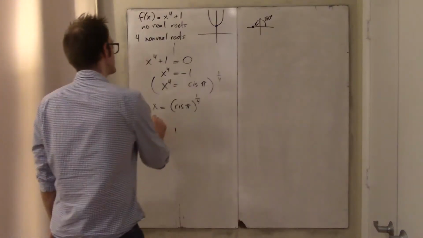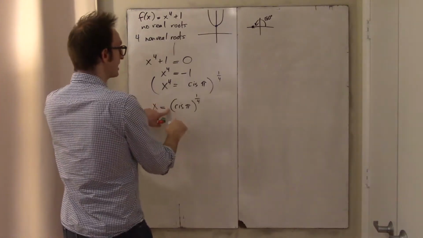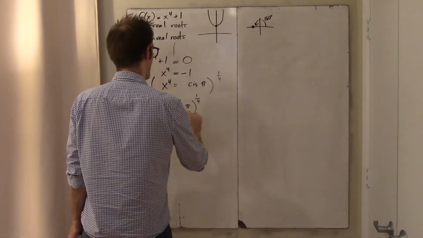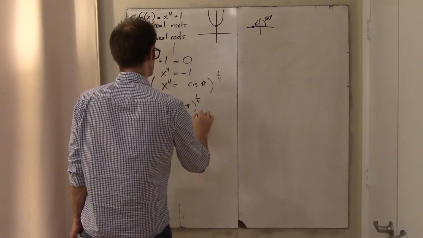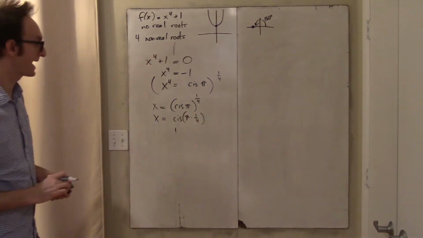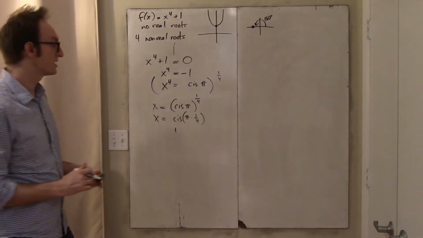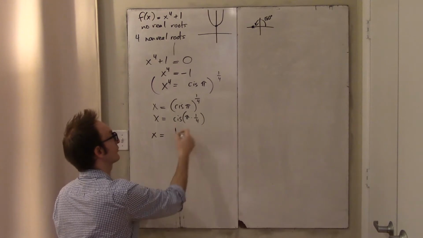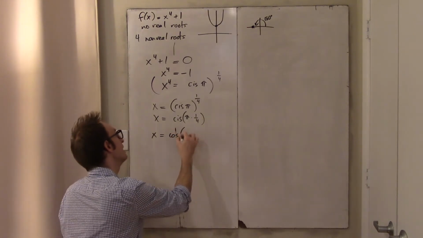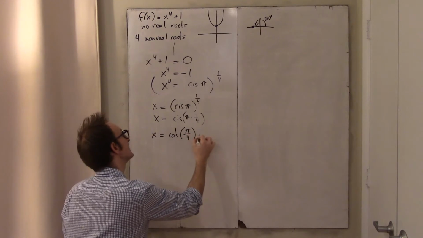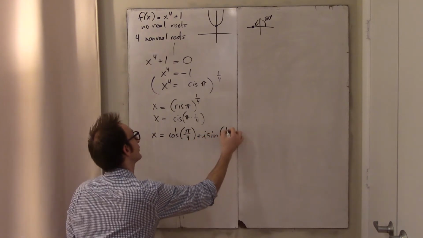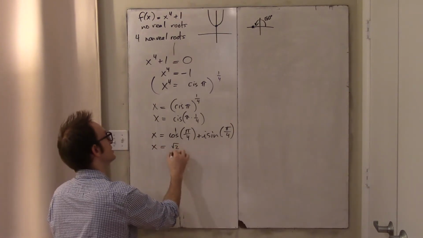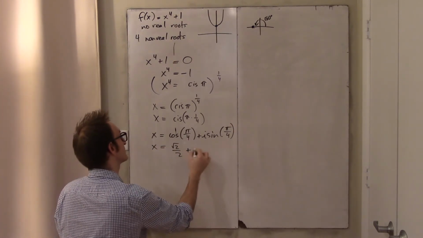DeMoivre's theorem says that this is just going to be 1 to the 1/4 times cis to the pi times 1/4. And of course, what is that? Cis pi over 4 is just shorthand for cosine pi over 4 plus i sine pi over 4. And what is that? Cosine pi over 4 is root 2 over 2, and sine pi over 4 is also root 2 over 2.